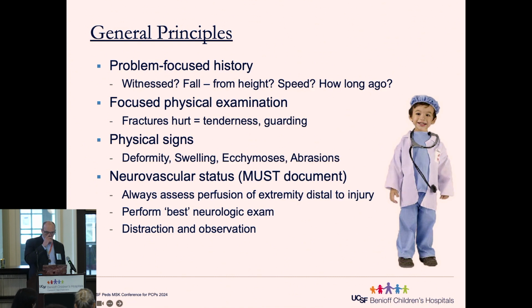So some general principles, fairly wordy slide, but I wanted to go through, talk to them. How did it happen? Was it seen? How high of a height would the monkey bar fall? How fast was the bike going? Is it a ground level fall? How long ago did it happen? Was it 2 days ago? Was it 2 minutes ago? There's a problem-focused history. Physical examination is key on these.